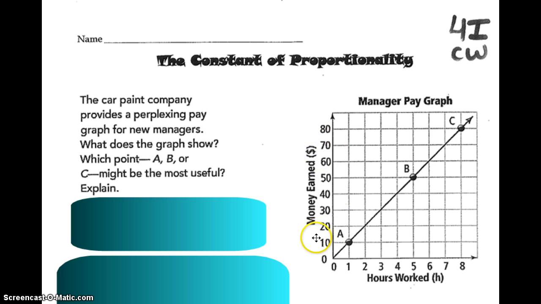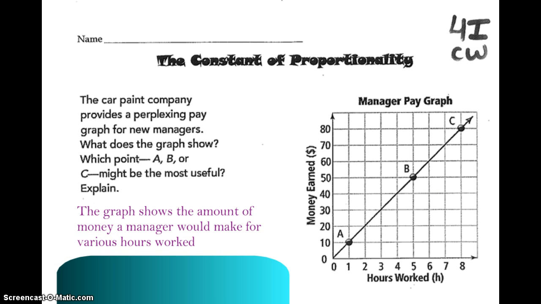We have the money earned on the y-axis and the hours worked on the x-axis. So when we look at this graph, we can see that in 1 hour, $10 was earned, and that's point A. In 5 hours, $50 was earned, and that's point B. And in 8 hours, $80 was earned, and that's point C. So which point do you think would be the most useful?